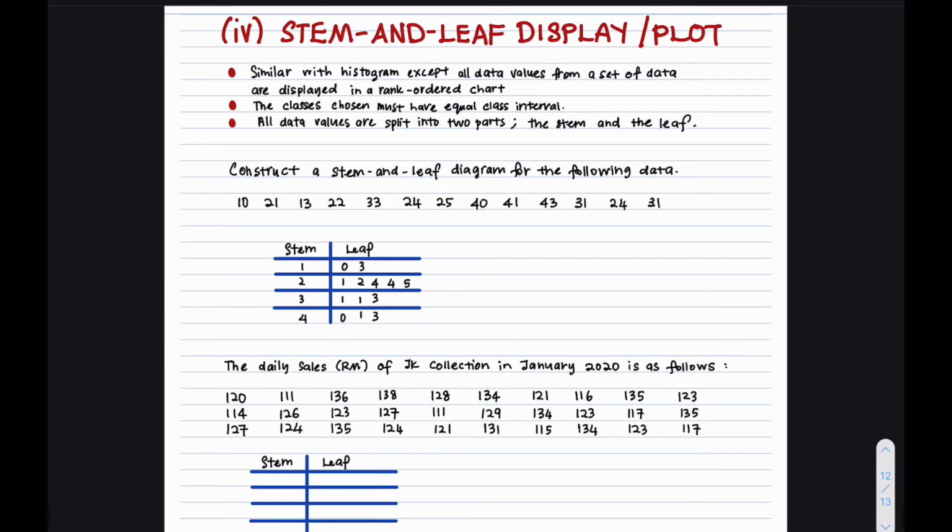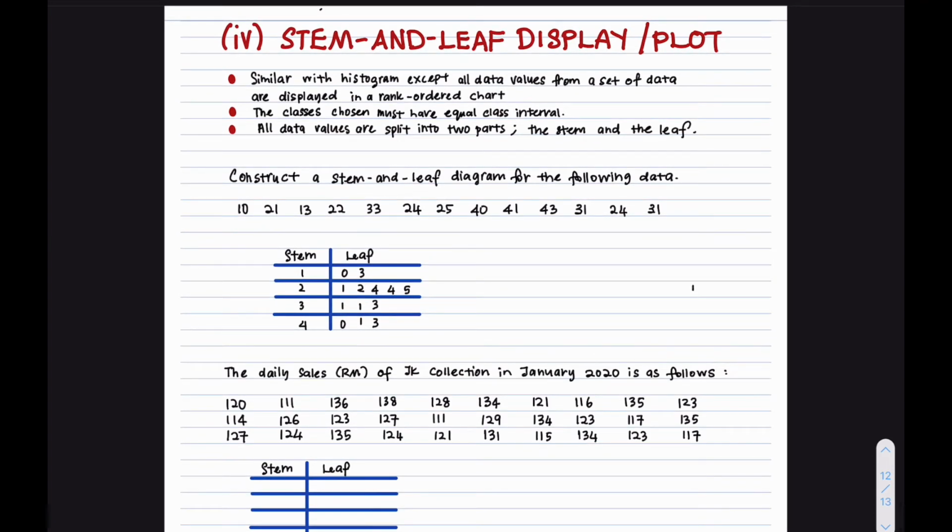Okay, the last one on graphing the frequency distribution is by using the stem and leaf display, or the stem and leaf plot. This one is the easiest way, for me, to graph our frequency distribution. It's similar to a histogram, except all data values from a set of data are displayed in a rank ordered chart. Sebenarnya dia similar dengan histogram, but then histogram tu kita present dalam bentuk bar. Ketinggian bar ini mewakili frekuensi, tapi kalau dalam stem and leaf display ni, nombor tu disusun mengikut ranking ataupun order.